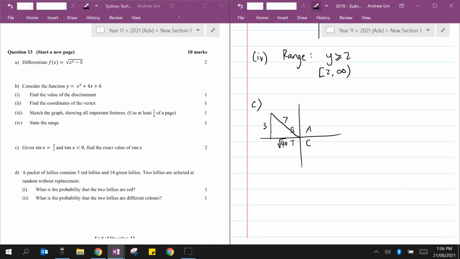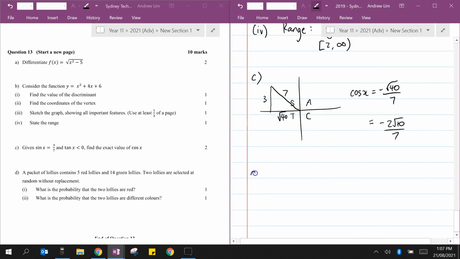Alright. We need to work out the exact value of cosine x. So here, cosine of x is adjacent, which is root 40 over hypotenuse 7. But in this quadrant, only sine is positive, so this has to be negative. I might just simplify this because I can simplify the root 40. That's going to equal negative 2 root 10 over 7. But I'm pretty sure you'll get the answer correct if you just left that as the answer.